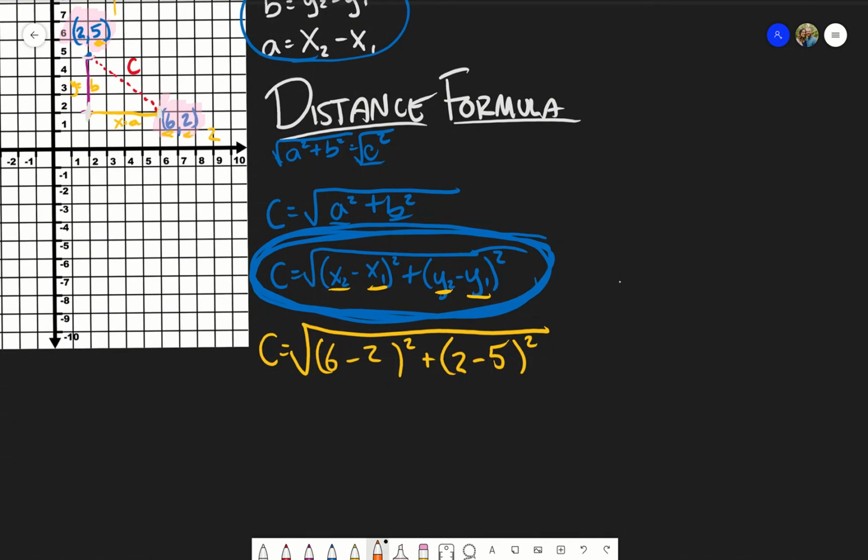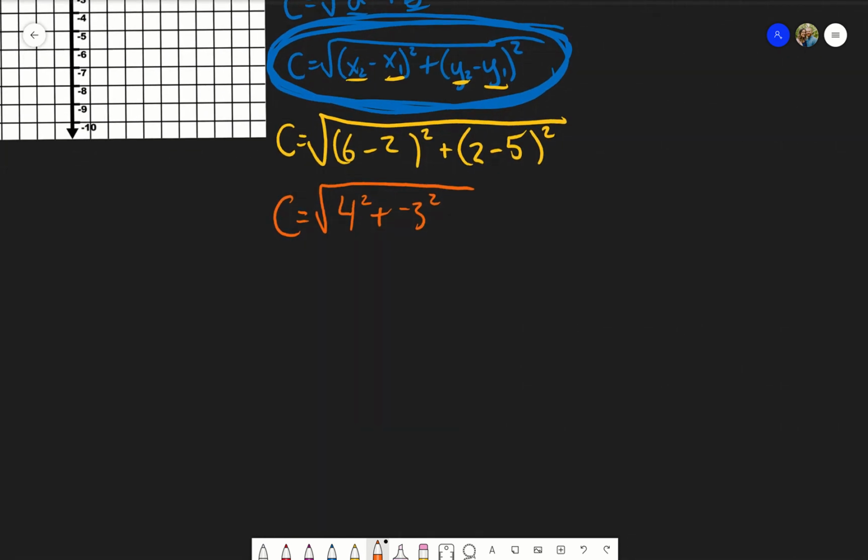Now I'm going to simplify this. c equals the square root of 6 minus 2 is 4 squared, plus 2 minus 5 is negative 3 squared. Okay, now let's keep working through this. c equals 4 squared is 16 plus negative 3 squared is 9.